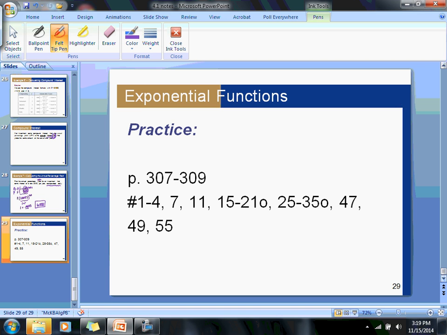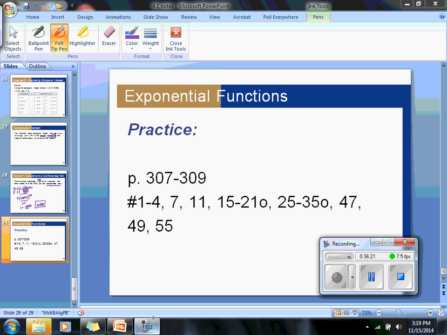So work on these problems, practice these concepts. Remember, make a table of values for your graphs. And when you're dealing with the compound interest stuff, make sure you're paying attention to order of operations when you're calculating those in your calculator. And if you have any questions, come on in and see me before school.